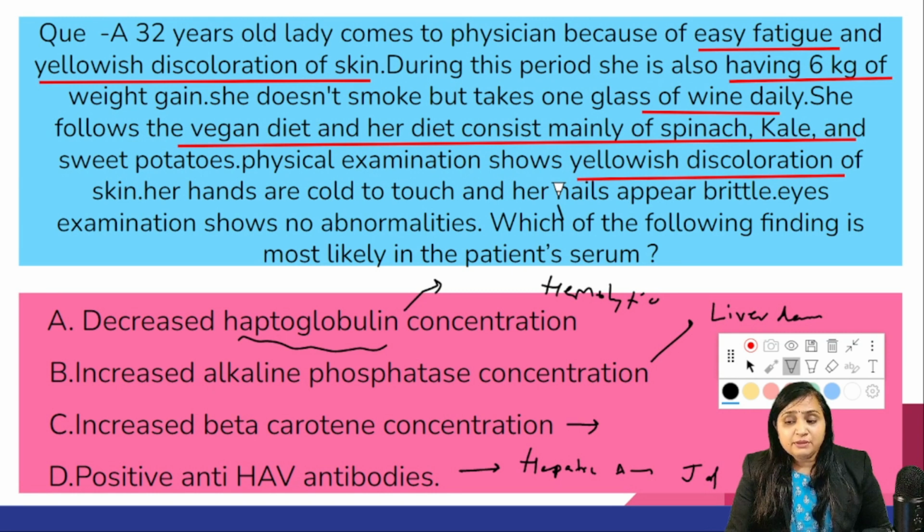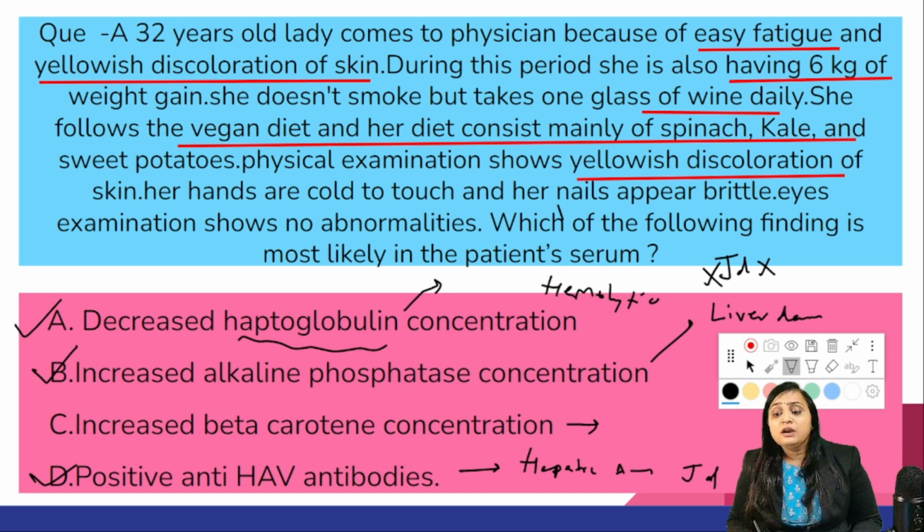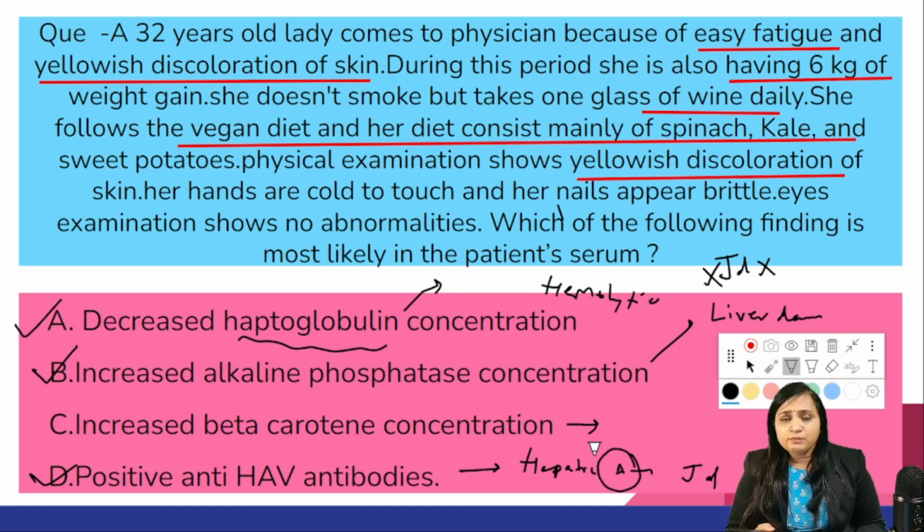And physical examination shows discoloration of skin, but there is no mention of discoloration of sclera, so there is no jaundice. Whenever the jaundice is absent, options A and B are out, because in a hemolytic anemia also there will be an icteric tinge in the eye. And in the case of liver injury, there should be icterus. Even this is also out, because hepatitis A will also present with jaundice.